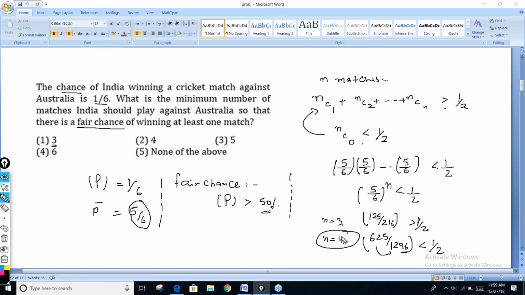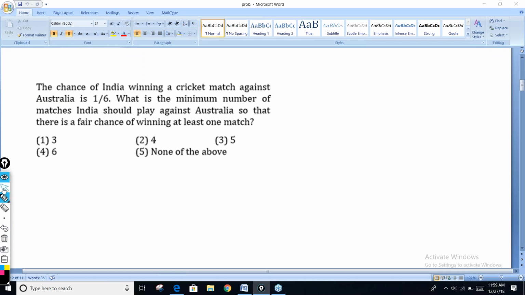So once India has played 4 matches, the probability of winning at least one match will be more than half. So the answer is at least 4. Okay, option B is the correct answer. So rather than doing it this way, we'll do it like this. Clear? And next time you'll remember fair chance means the probability is more than 50%. Come to the next one.